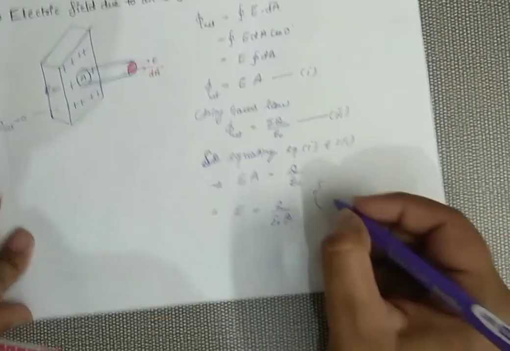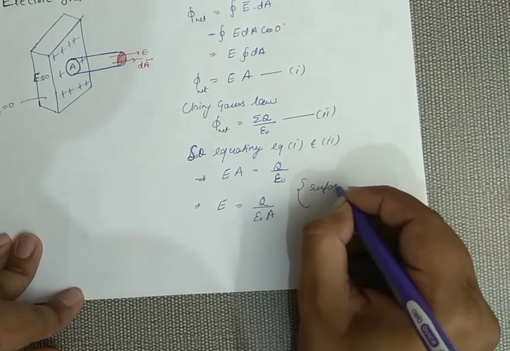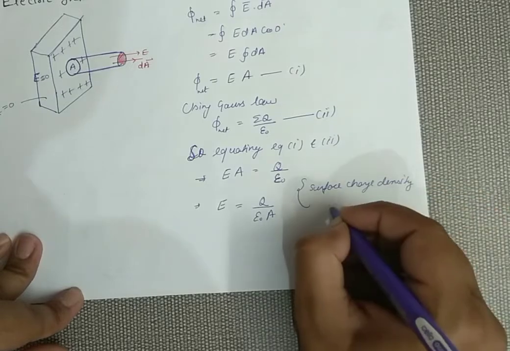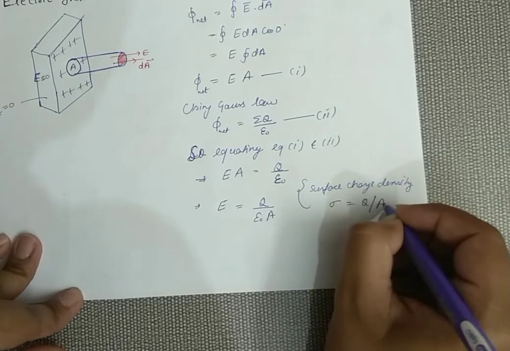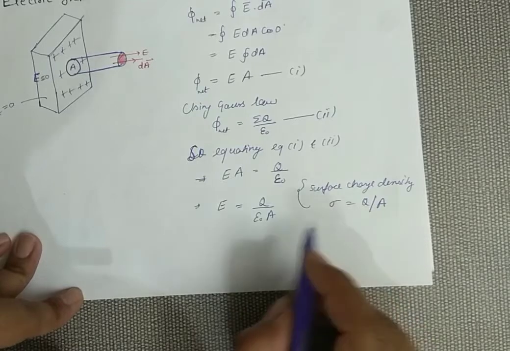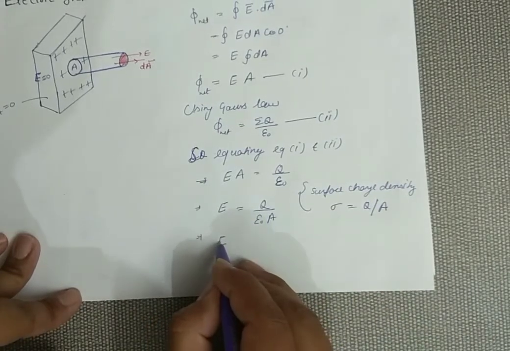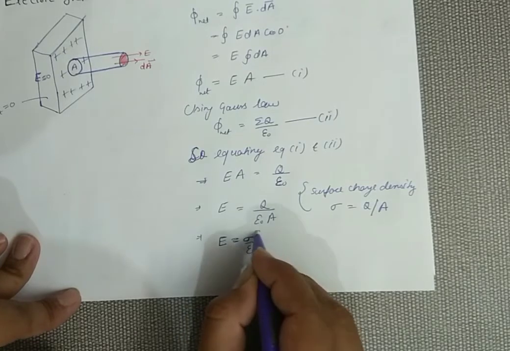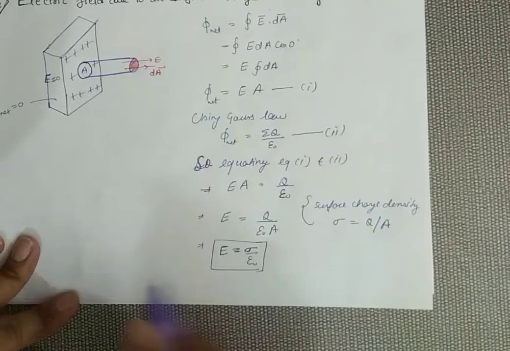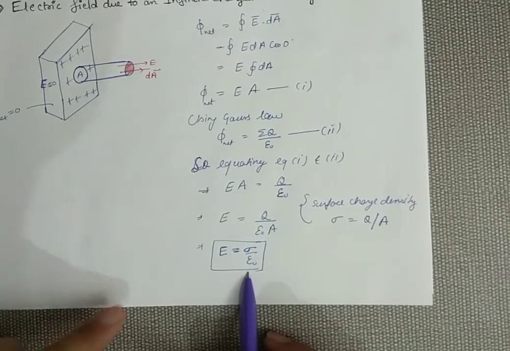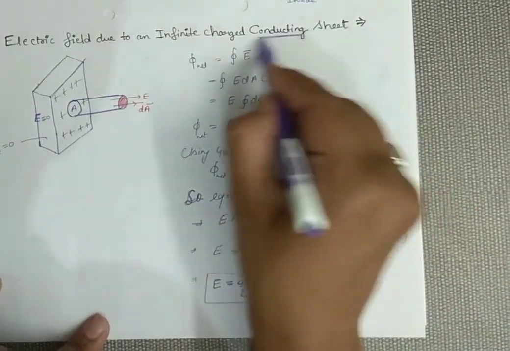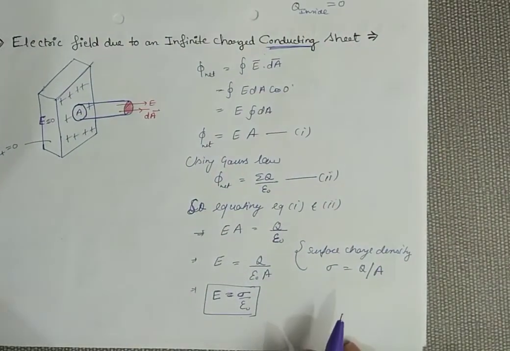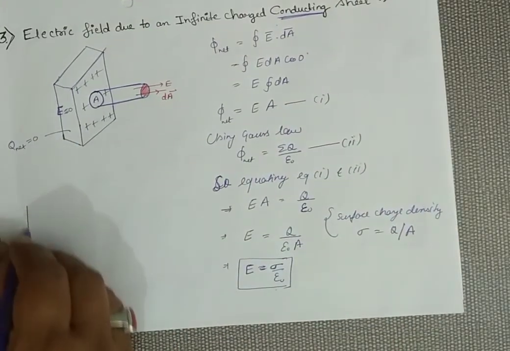Now again we talk about surface charge density. Surface charge density sigma equals Q by A, so Q by A can be replaced with sigma. So electric field equals sigma by epsilon naught. There is very little difference in both derivations. In my earlier derivation, it was sigma by 2 epsilon naught. Now when we are solving for a conducting sheet, the electric field is sigma by epsilon naught.